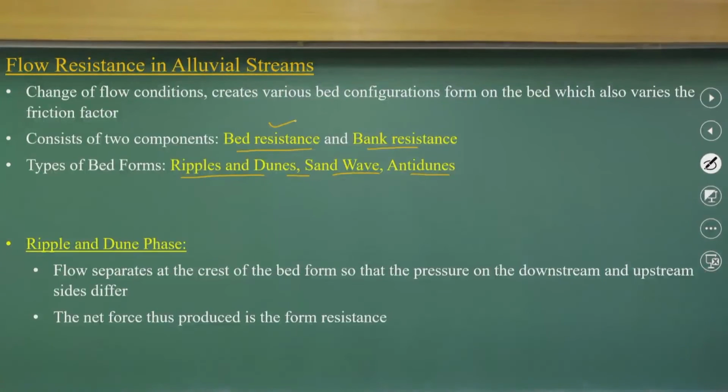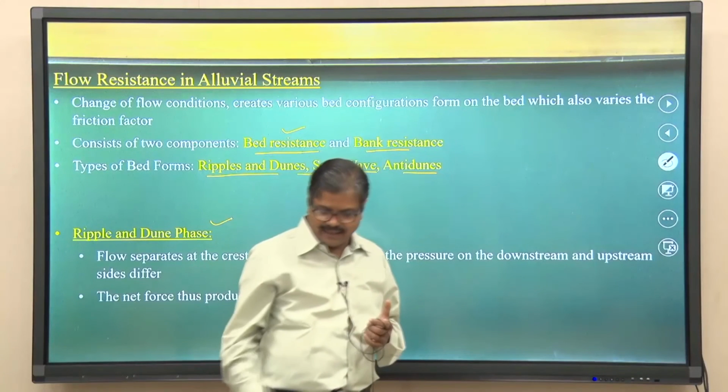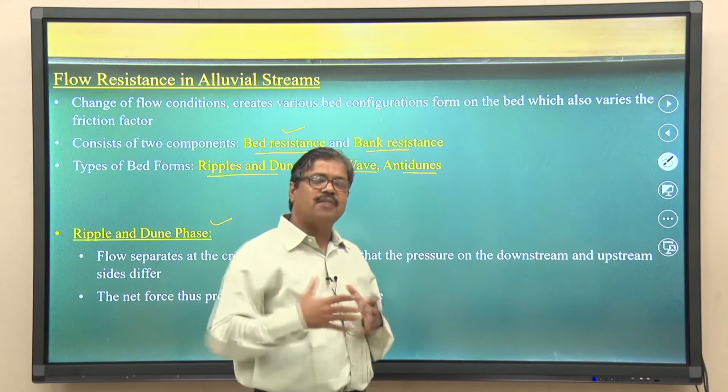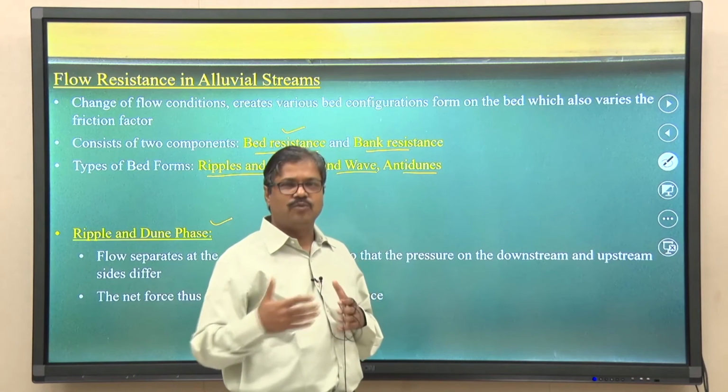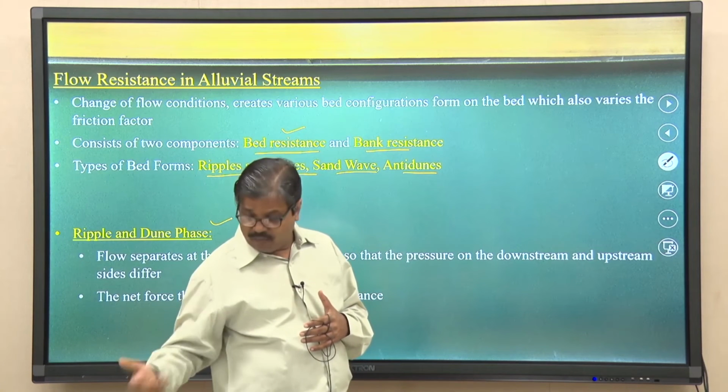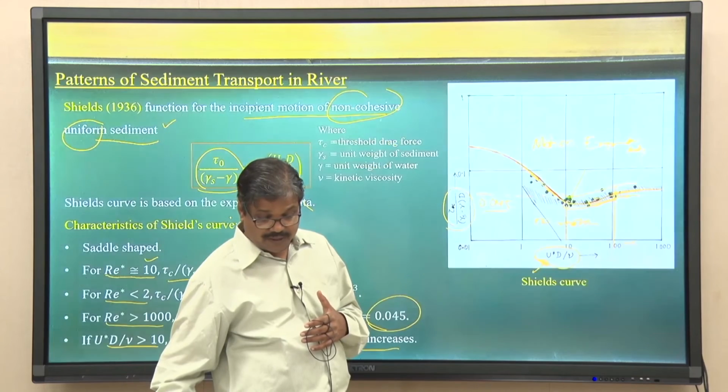Basically, you will have the ripples and dune phase. As I discussed in the last class, we looked in more detail at how the Manning's roughness coefficient varies as we change the bed forms. So, I am not going into more detail.